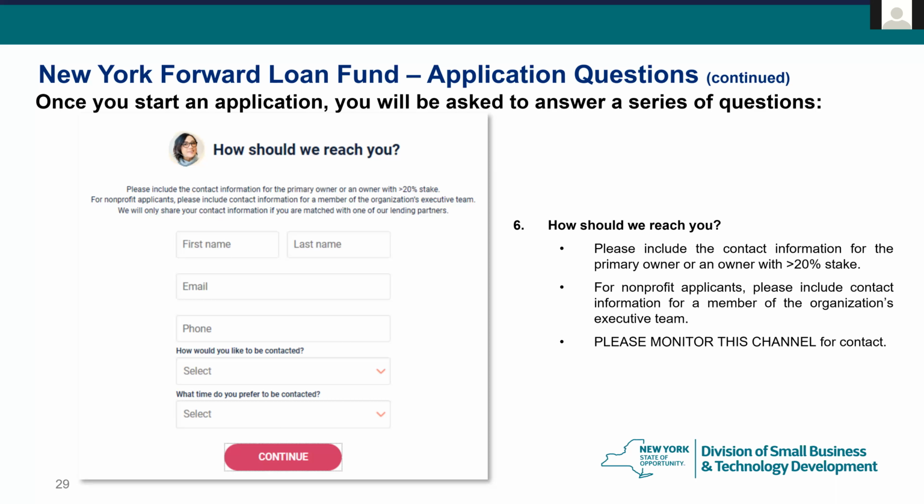Now, question 10, a few more details about your business. This is where you're going to want to detail how many employees you have. So if you have 20 or fewer employees, you're going to want to mark it in here. Small landlords are going to want to use the number of units they have. And it's going to ask you about prior bankruptcies. Now, prior bankruptcies do not disqualify you from receiving a New York Forward Loan Fund loan, but the number of bankruptcies you've had could. So if you've had a bankruptcy, that's not going to disqualify you, but if you've had 3 or 4, that could disqualify you. So you're going to want to answer that as accurately as you can.